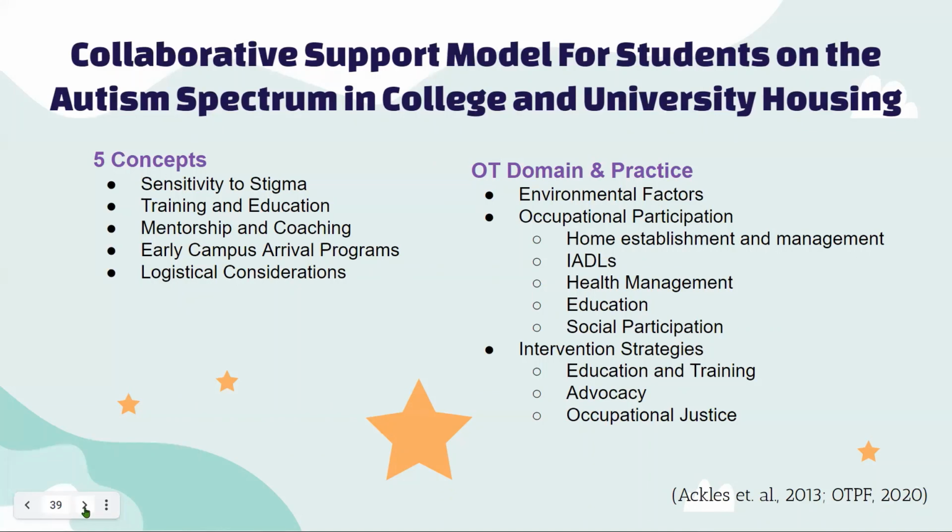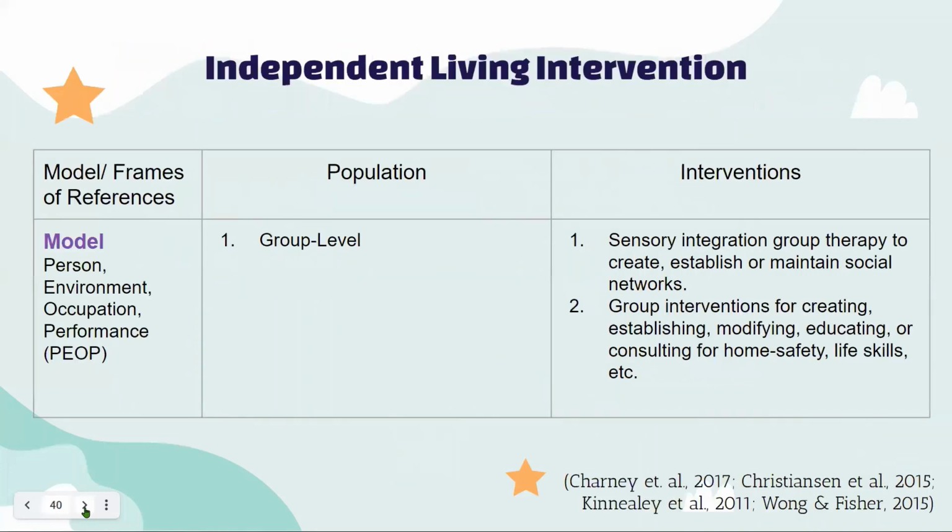This model considers environmental factors that support or hinder occupations such as home establishment and management, IADLs, home management, education, and social participation. The 5 strategies fall under OT intervention categories of education and training, advocacy, and occupational justice. Though there is little research on the barriers and enablers to successful transition to independent living for adolescents with ASD, the importance of social supports for transition success emerged as a very common theme in these articles and a huge emphasis.